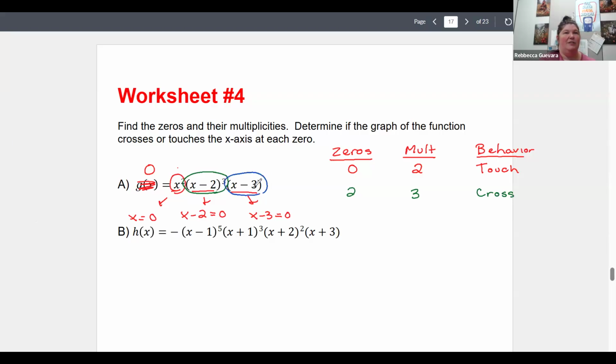And then the x minus 3, so just remember that always has an invisible 1 on it. So x minus 3 equals 0 only when x is 3, but this multiplicity is the invisible 1, and that's an odd multiplicity as well, so we are going to cross. The next one, we have a couple more zeros here.